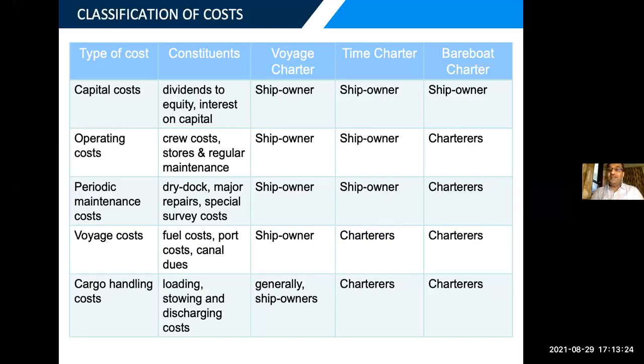Dunnage is a cargo related expense. Charterer. Under time charter, cargo related expenses is by charterer. Very good. Okay, anybody who is raising hands further?